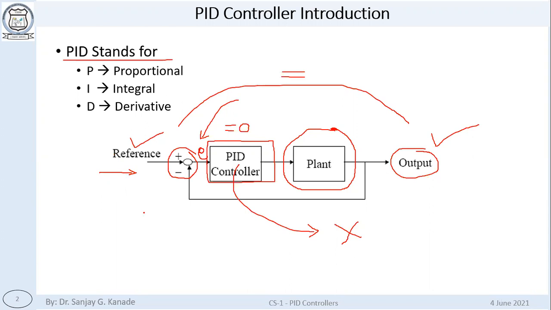So I will measure the output continuously. If it is higher than 24 degrees centigrade, I will turn on the coolers. If it is lower than 24 degrees centigrade, I will turn on the heaters, right? Or I can adjust the heat inputted into the system. If the temperature is lower, I will add more heat. If the temperature is more than the required temperature, I will reduce the heat. And if the temperature is lower than required, I will add the heat, right?